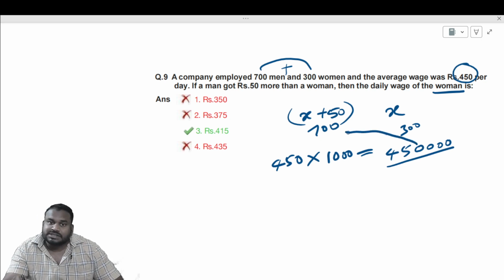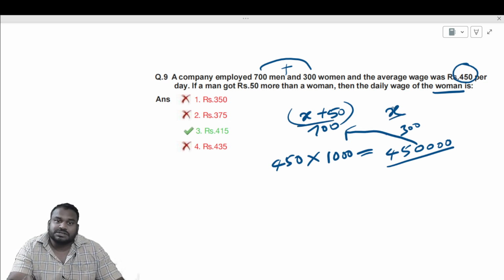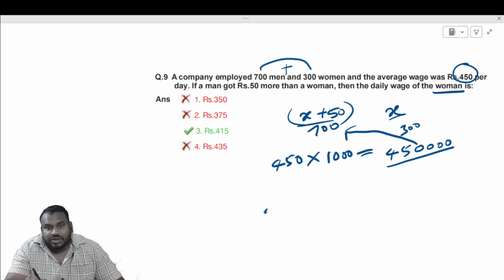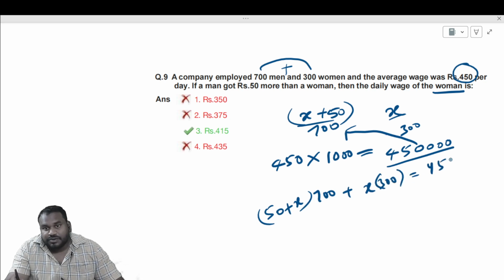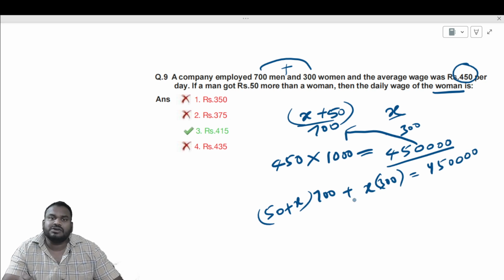But he is asking how much amount is taken by women. For that, we will assume this equation: x and x plus 50. So (x plus 50) into 700 plus x into 300 should become equal to 450,000. Now if you solve this, you are going to get the value of x.